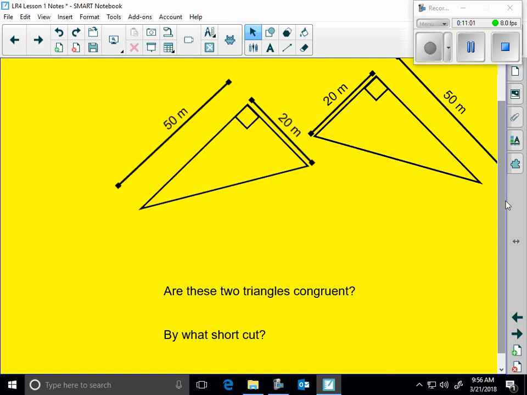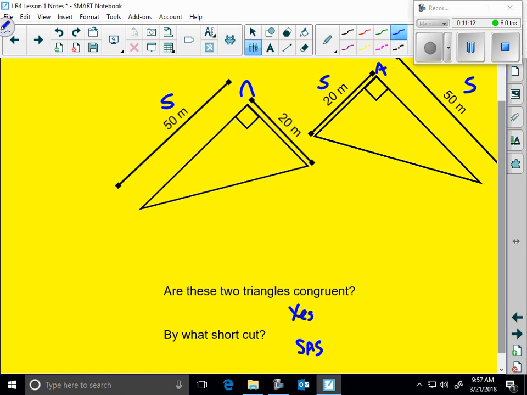By what conjecture? What shortcut? Side, angle, side. Good. I got side, angle, side. Good. Okay, let's keep rolling. I think we're doing all right.